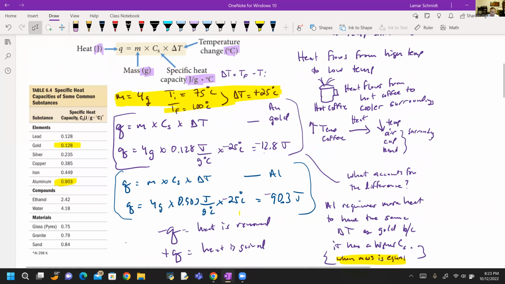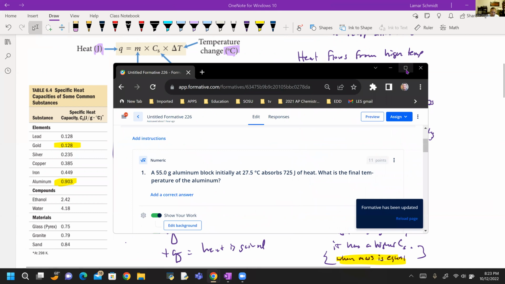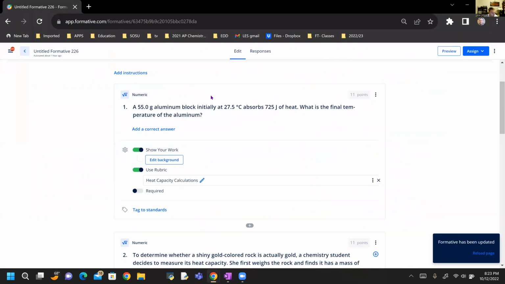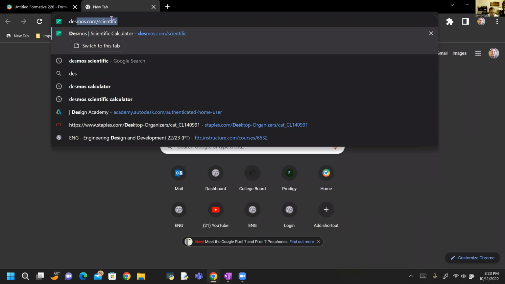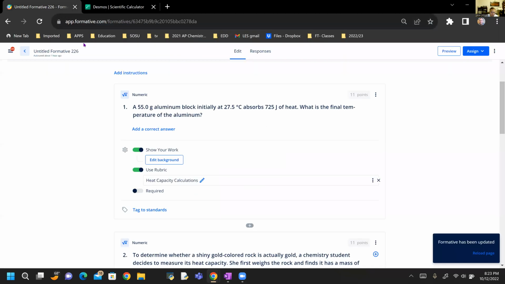As a matter of fact, I'll go ahead and show a sample question. This is not one from your exact lesson here. Let me get a calculator so we can get this going. Desmos, there we go. And what we have here is a 55-gram block initially at 27.5 degrees Celsius that absorbs 725 joules of heat. What is the final temperature of the aluminum?